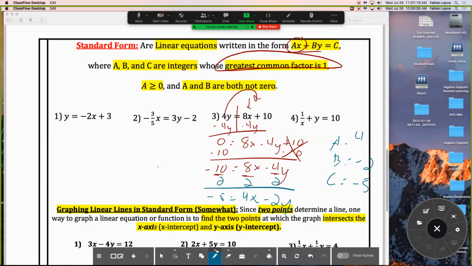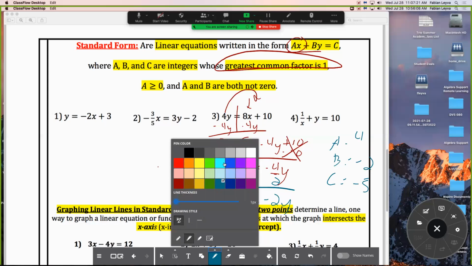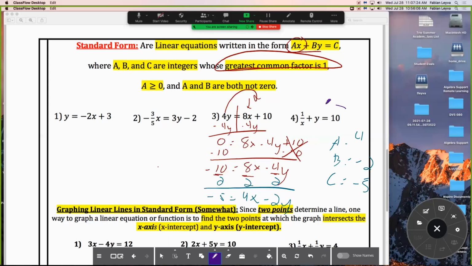Now notice that I really did try to trick you on this problem here. Let me choose a color that stands out a little bit more. Number 4. Notice I tried to trick you. Why did I try to trick you? Is this a linear equation? No, the answer is no, because you're dividing by the variable x. Whenever you're dividing by variable x, you have something that's not going to give you a straight line. So with that being said, you cannot put this into standard form because it is not a linear equation. So you technically could just stop there.